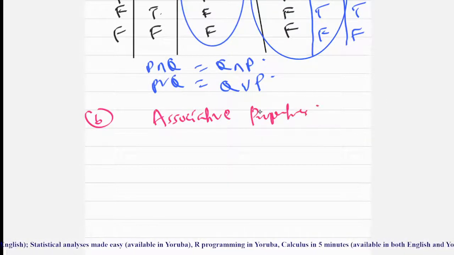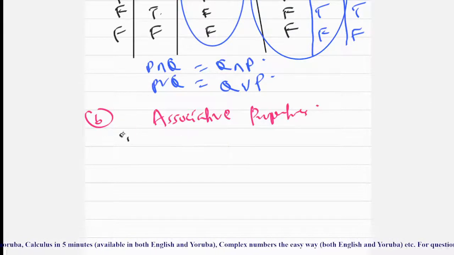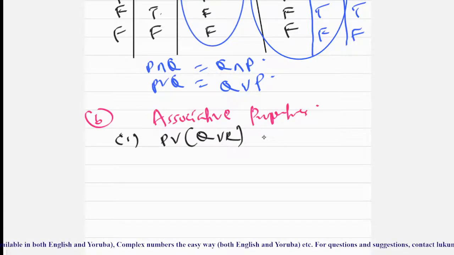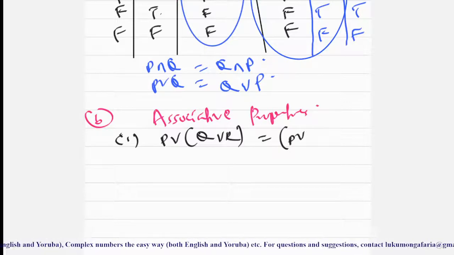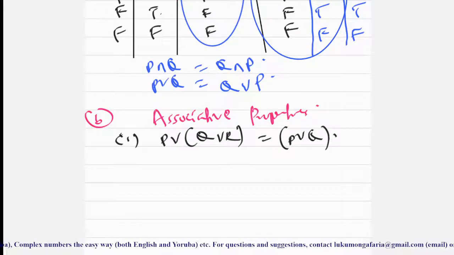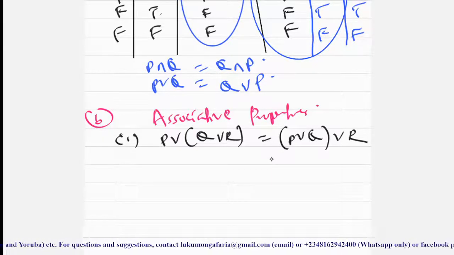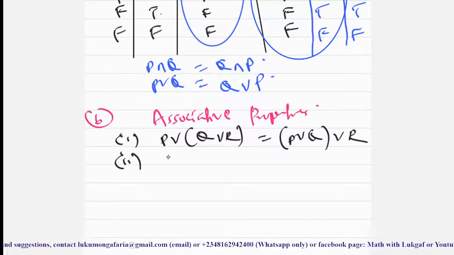So when you are talking about associative properties, then we are talking about three propositions. That is, when you have P or Q or R, it is the same thing as comparing the first two elements together, or the second two elements together. That is true for disjunction, so it is also true for conjunction.